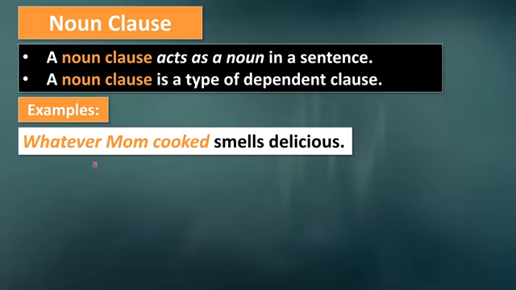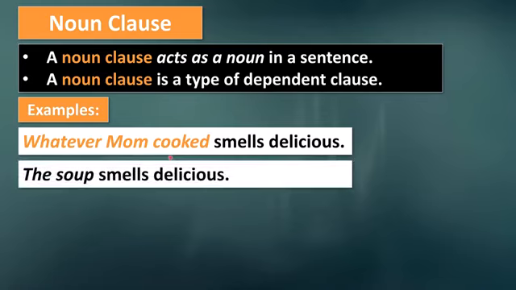A way that you can determine that this acts as a noun is if you try to replace it with another word. Imagine that the thing mom cooked was soup. This could be replaced with the noun soup. Whatever mom cooked smells delicious, or the soup smells delicious.